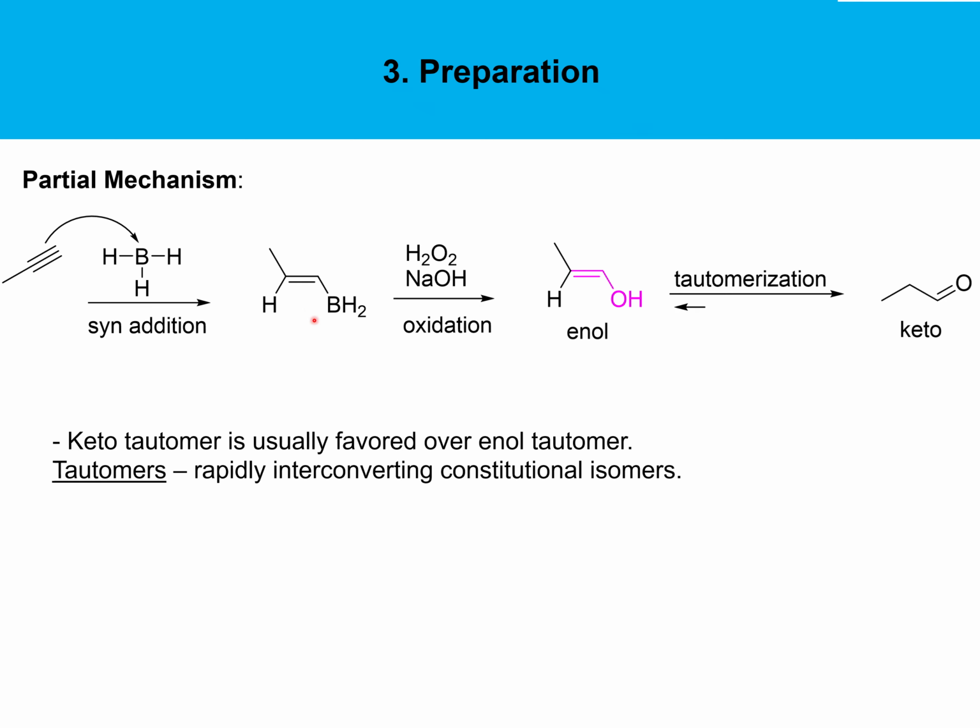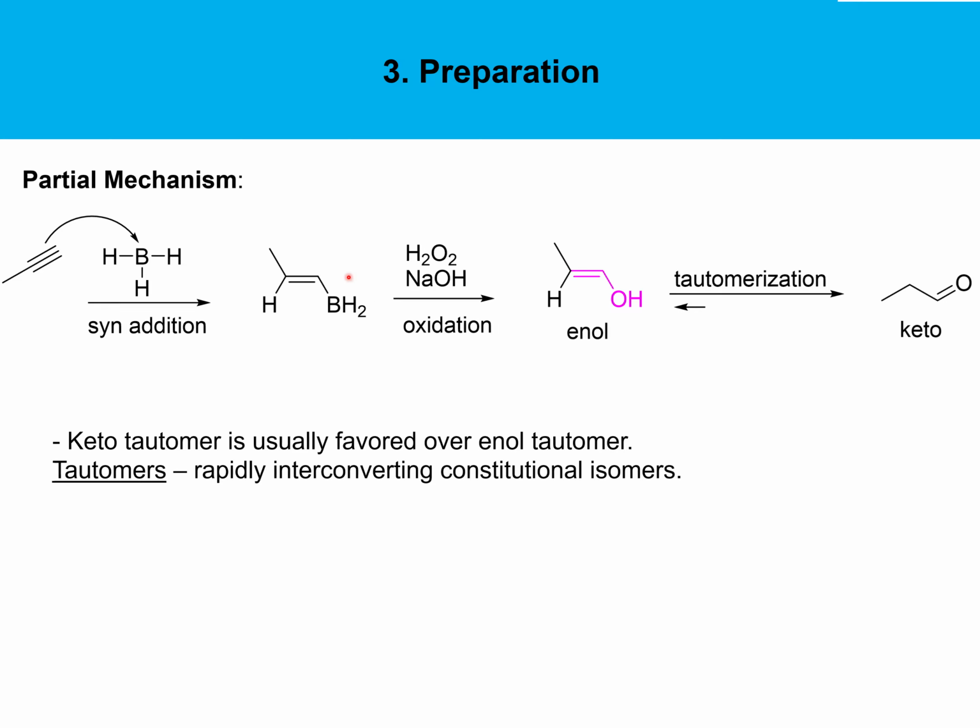As a result of this addition, the boron will add to the least substituted carbon, and the hydrogen from the borane will add to the more substituted carbon. They're generally added from the same side, so this is a syn addition. The boron typically will end up on the least substituted carbon since there's less sterics there, and BH2 is a bigger group. And the hydrogen will typically be added to the more substituted carbon of the alkyne, since that is where we're going to have more of a partial positive charge compared to any charge that would develop here.